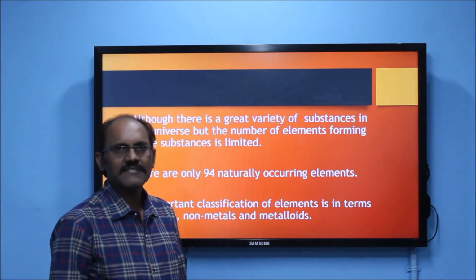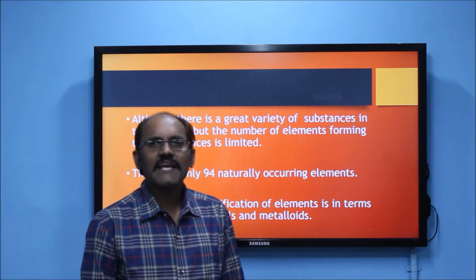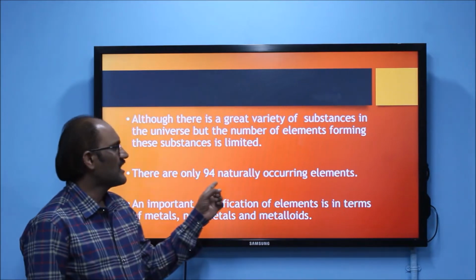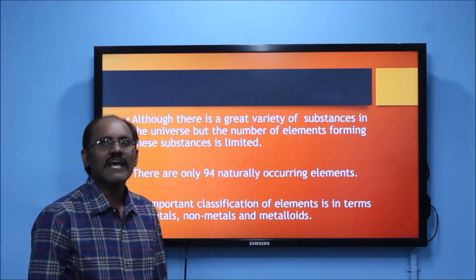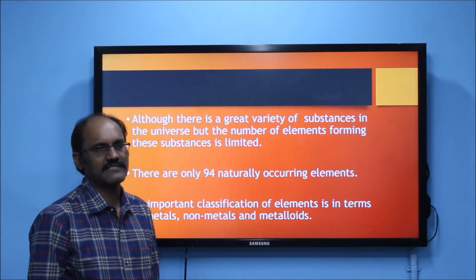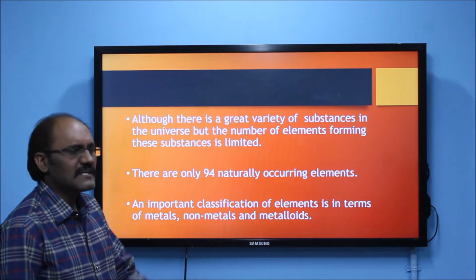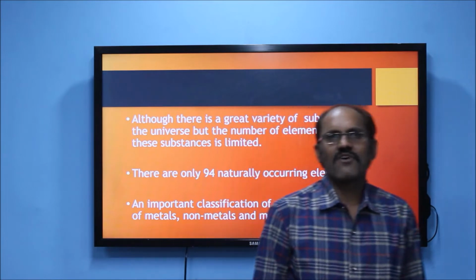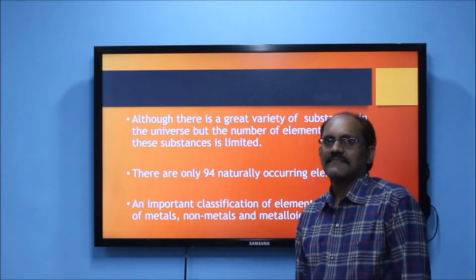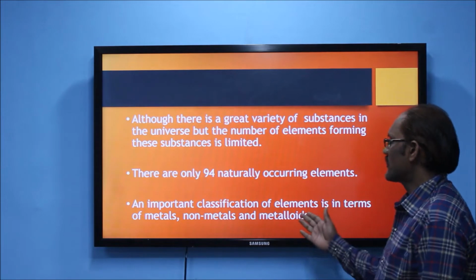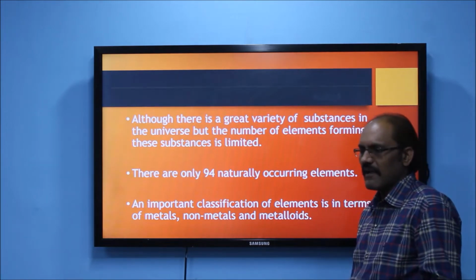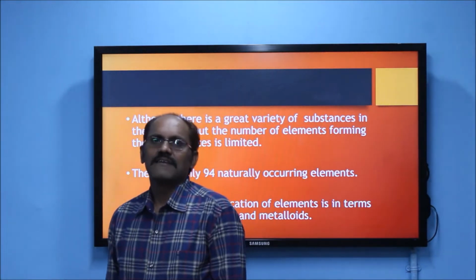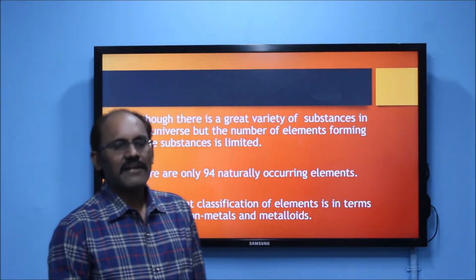Children, how many elements did I say? 118 elements are discovered, and among them only 94 elements are naturally occurring elements. And an important classification of elements is in terms of metals, non-metals and metalloids. So elements are classified into metals, non-metals and metalloids.